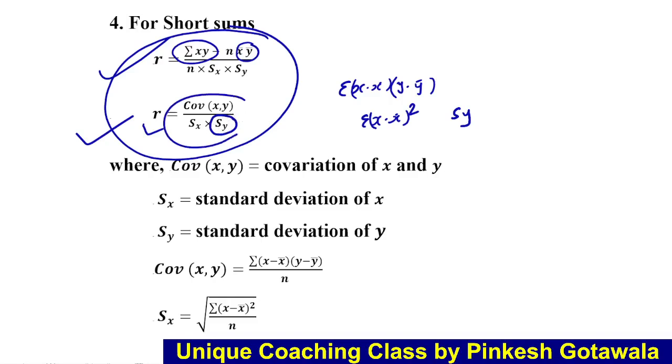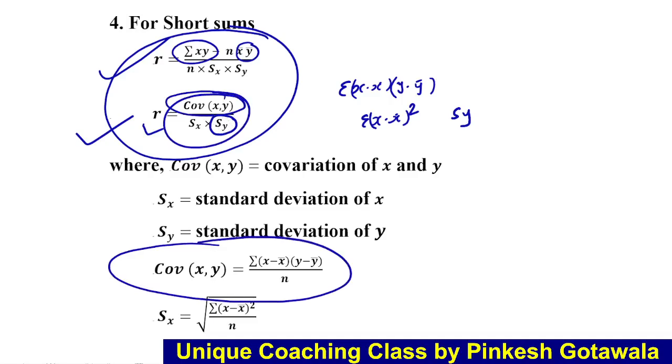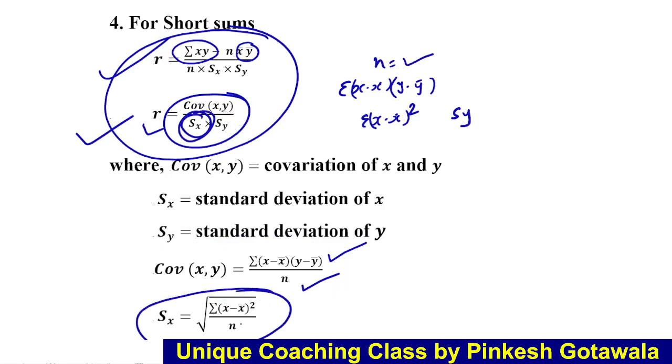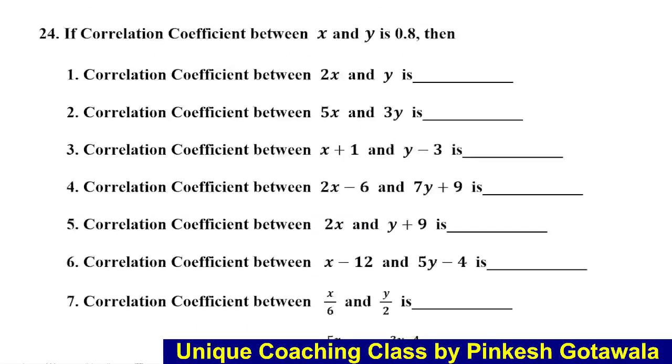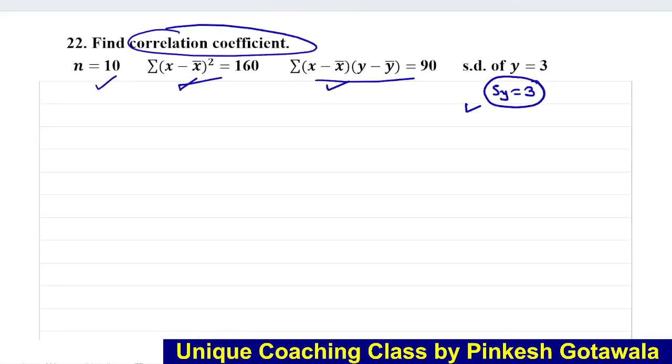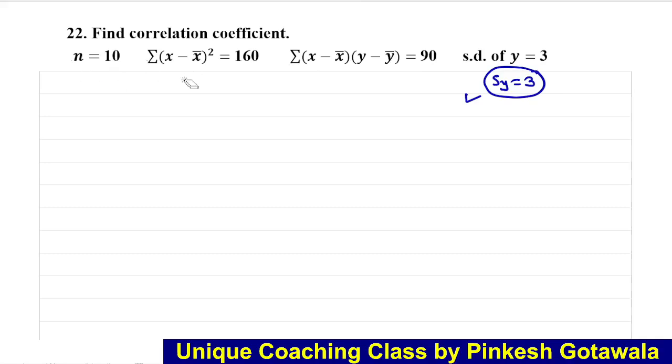But if we go with this formula, we need COVXY, and you can see that the COVXY formula is sum of (x minus x bar)(y minus y bar) divided by n. We have n also. One more thing we need is Sx. What is the Sx formula? Square root of sum of (x minus x bar) whole square divided by n. That's also available. So we can go with this formula, and COVXY and Sx we can find with this formula. Clear? I told you, if you remember all formulas perfectly, it would be very easy for you.